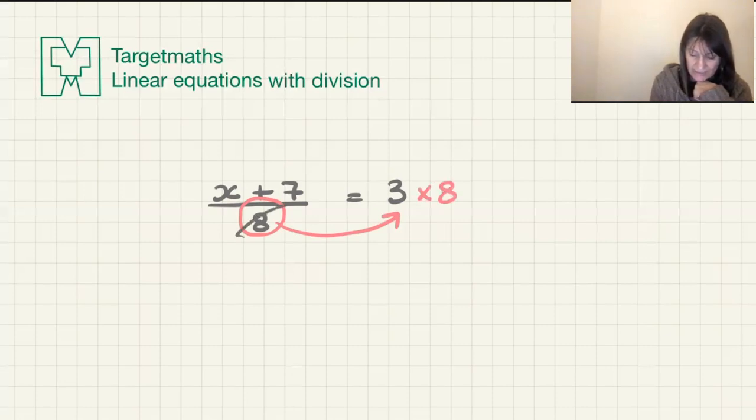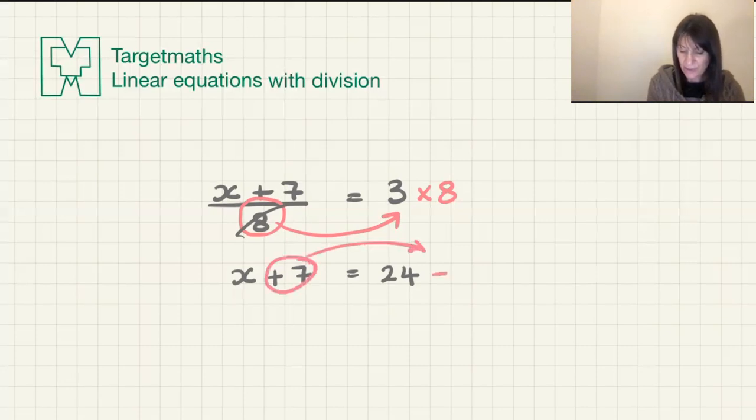That's gone, leaving me my x plus 7. 3 8s are 24. Last step, remember, I'm trying to get x on its own, is to pick up that plus 7 and drop it on the other side, landing as a minus. And there it is, x is on its own. And now I've just got to do 24 take away 7, which is 17.